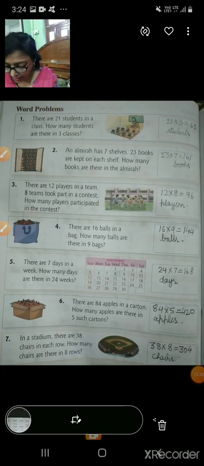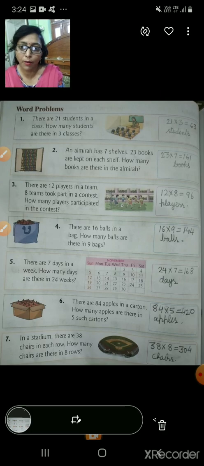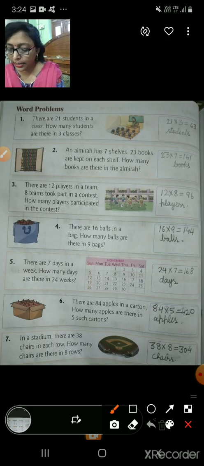Yes students, on page number 114 there are word problems. There are 7 word problems. One I will explain here, another you will do yourself. Here it is written: there are 21 students in a class. How many students are there in 3 such classes?